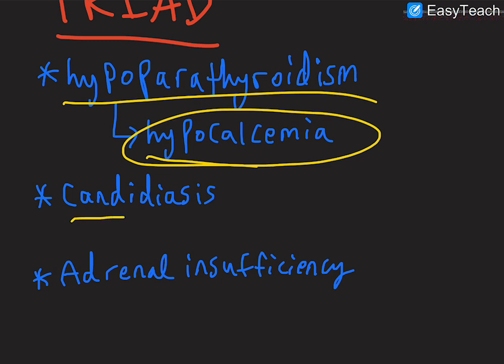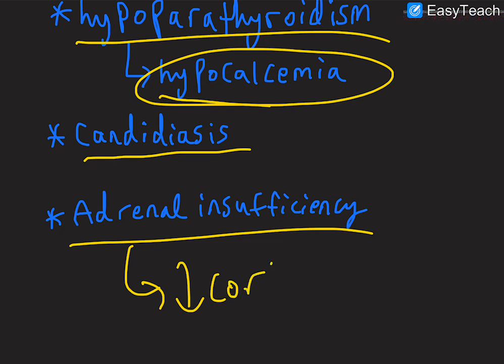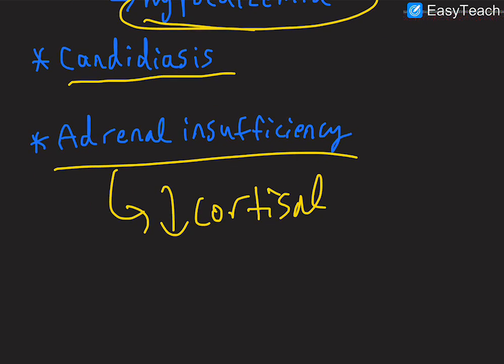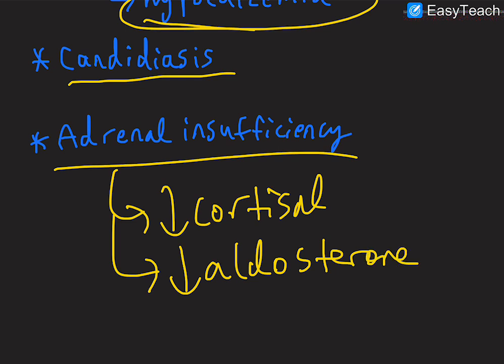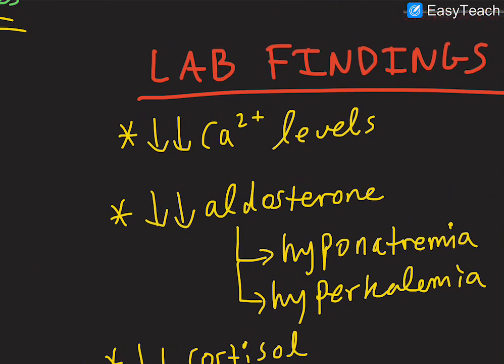Another finding of the triad is candidiasis, a fungal infection. And the last part of the triad is adrenal insufficiency, also called Addison's disease. Remember your adrenal glands sit on top of your kidneys, and if those adrenal glands are insufficient, you can't secrete cortisol, you can't secrete aldosterone, and you can't secrete certain steroids. So let's see what that leads to.